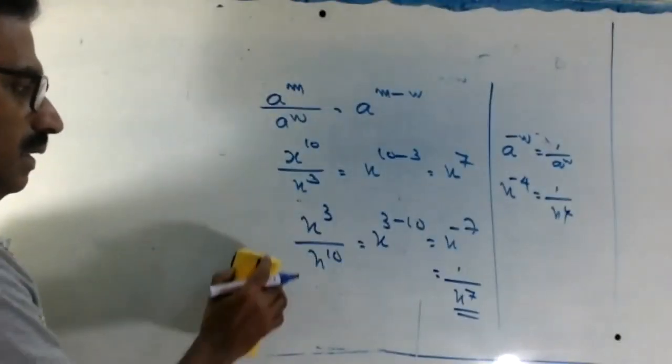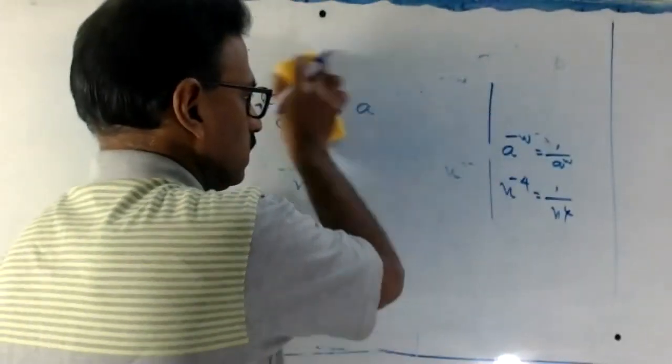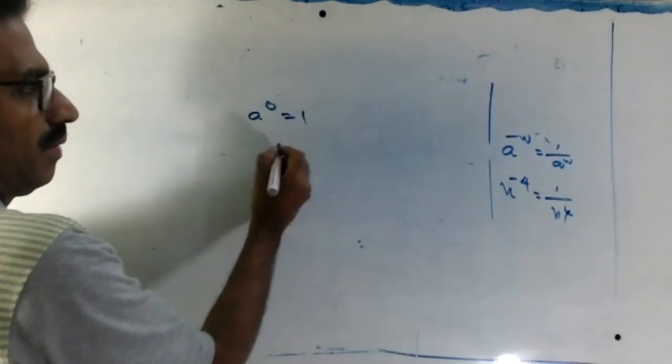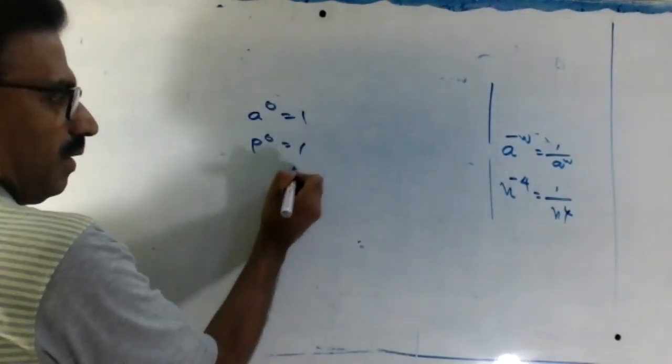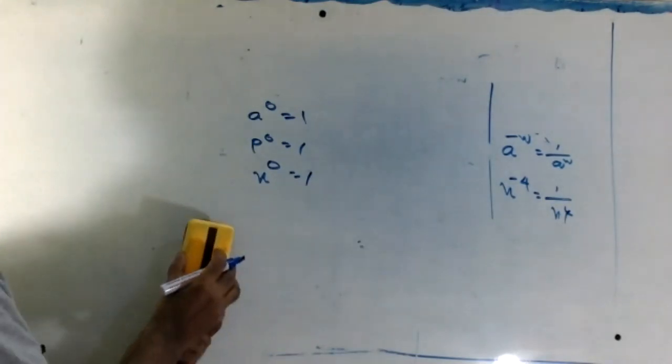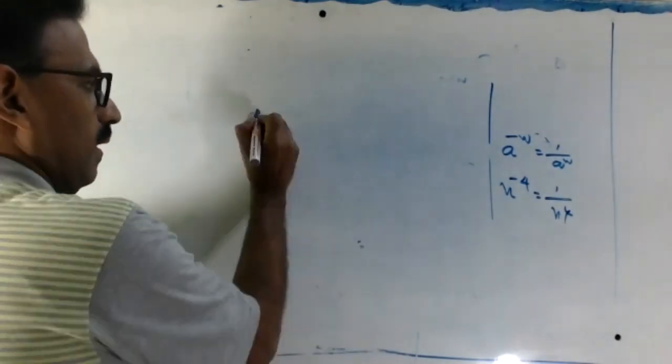Okay. Then next one is a raised to 0 equal to 1. P raised to 0 is 1. X raised to 0 is 1. Like that.